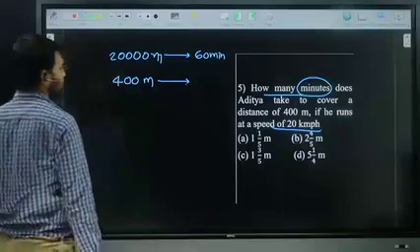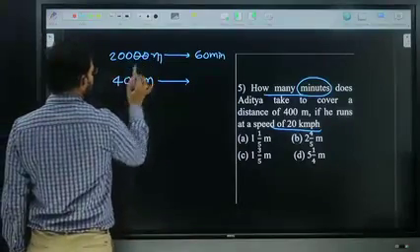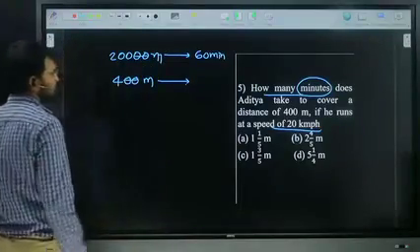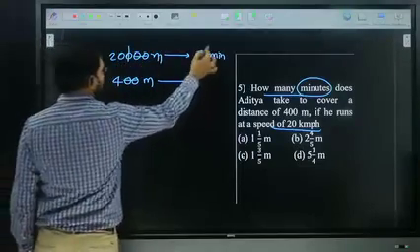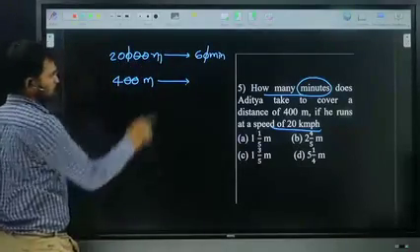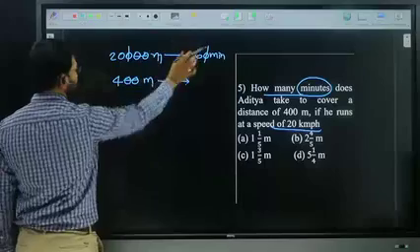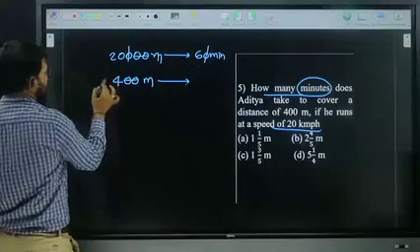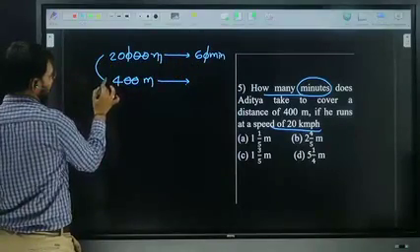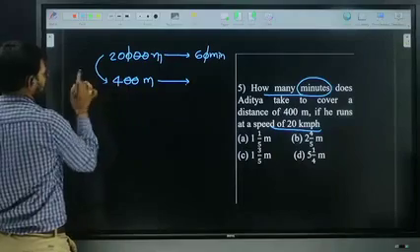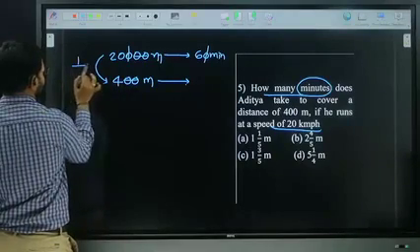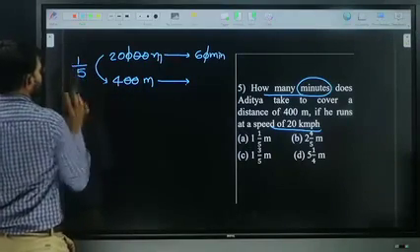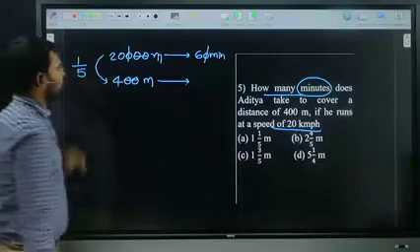Look at me, all of you. So two zeros get cancelled. How many times is this? 20 becomes 4, exactly 1 by 5. 1 by 5th of 20 is nothing but 4.